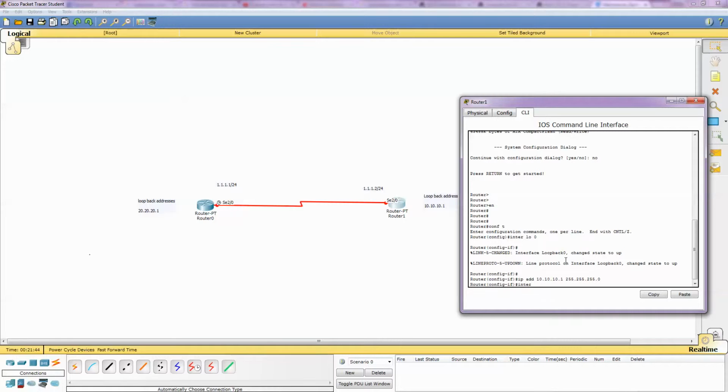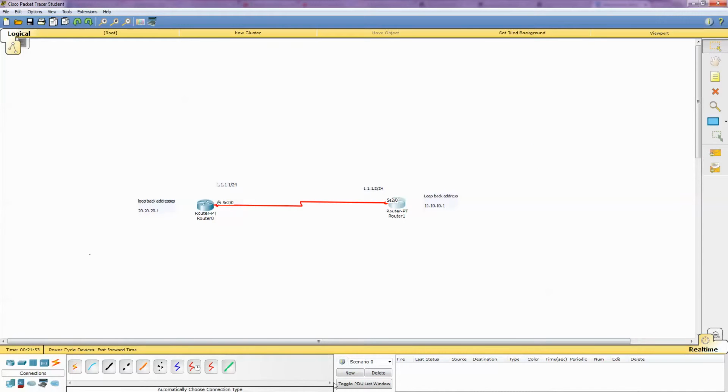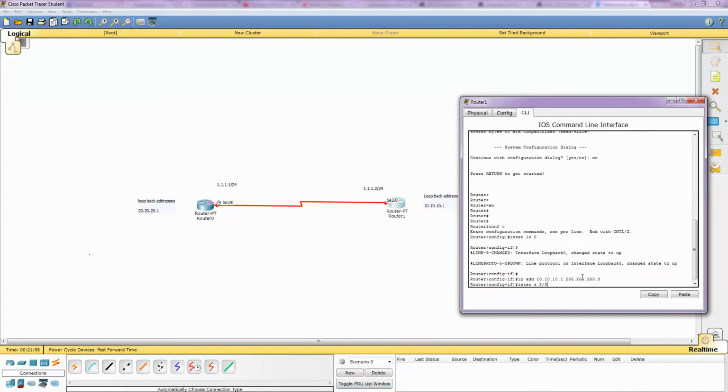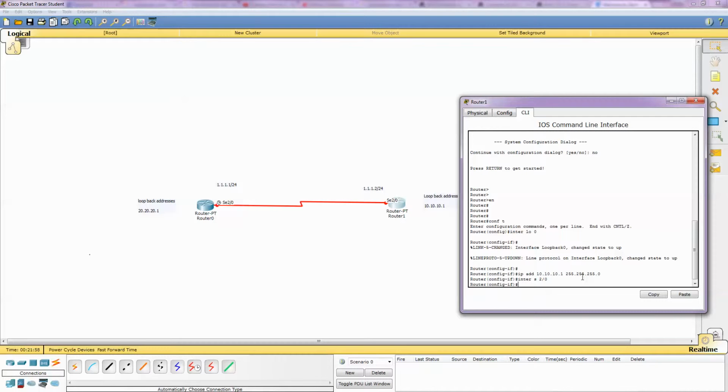Now I will go into the interface serial 2/0. It's the same serial interface which we have on router 0. The number is the same, but obviously on the other router. IP address 1.1.1.2. On routers we always have the same network on the same segment. So on this segment we have the same network.